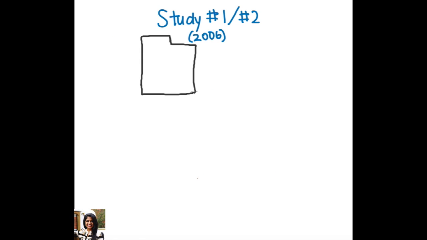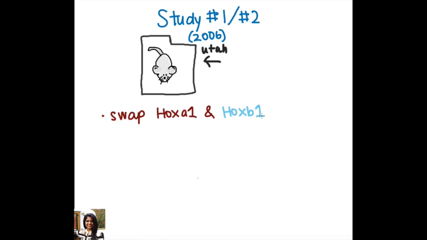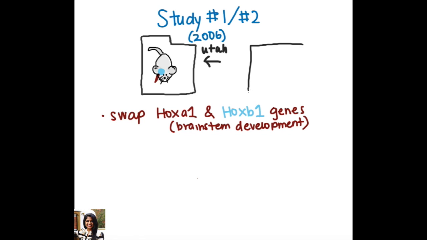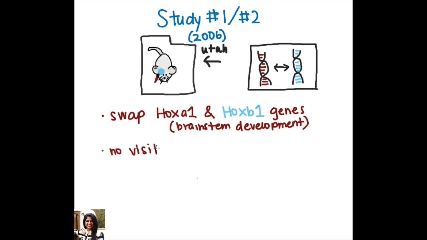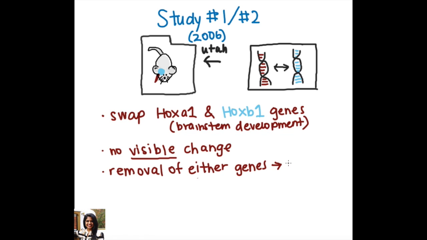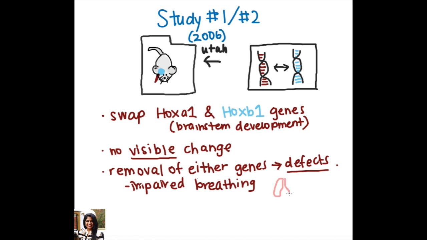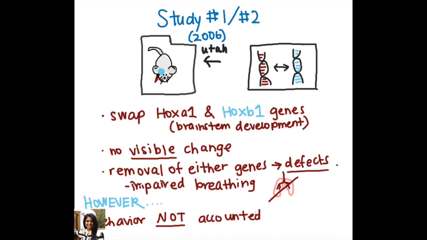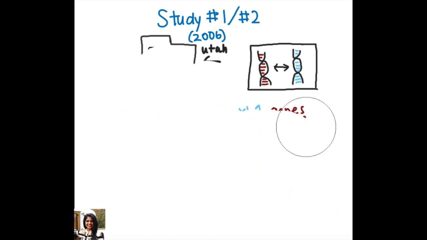Two studies were performed on mice at the University of Utah in 2006. In the first study, the geneticists swapped the coding regions of the HOXA1 and HOXB1 genes in mice, which control brainstem development. This resulted in no visible change, which came as a surprise because not having either of those two HOX genes results in serious defects, like impaired breathing and losing nerves. However, this study was done without taking into account the behavior of the mice.